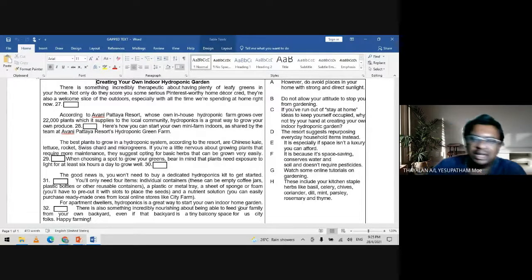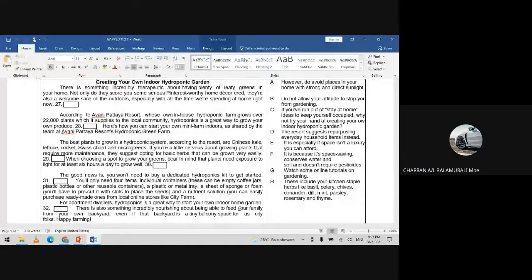So number 29 is H. So 3 options are taken. When choosing a spot to grow your greens, bear in mind that plants need exposure to light for at least 6 hours a day to grow well. Now it speaks about exposure to light. So the following sentence should talk about it, right? Which of the options between A, D, E, G, B talks about light? I think it's B.